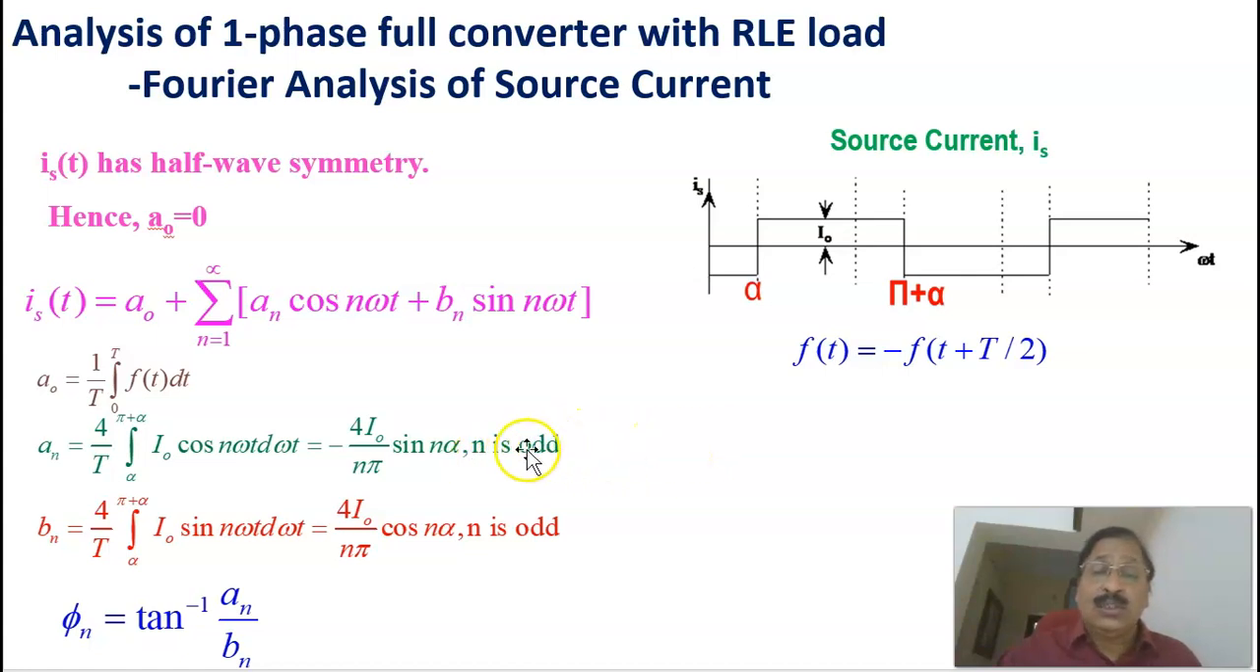For even n it is equal to 0, but when n is odd, this is the equation for an. That means a1, if you put n equal to 1, is equal to minus 4 I naught divided by pi into sin alpha. When n is even, as with a2, it is 0, and a3 is equal to 4 I naught divided by 3 pi sin 3 alpha. Like that you can calculate. Similarly, the an and bn equations are there, and phi n equal to tan inverse an by bn.